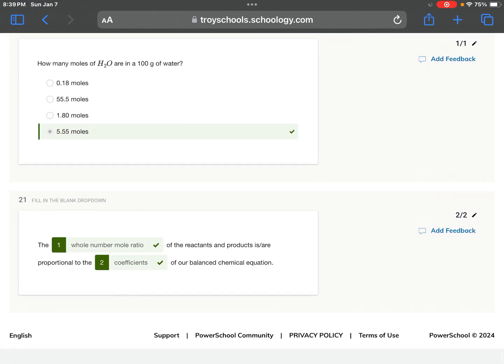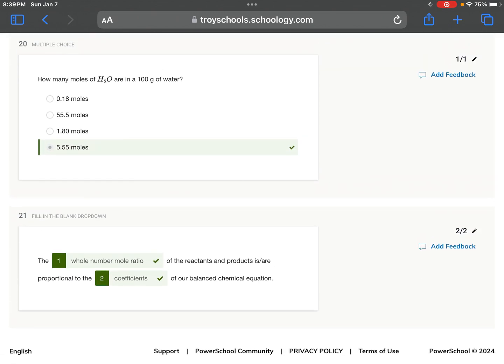All right, last but not least, this example for my number 21 is just basically a definition of how our balanced equations represent the whole number mole ratios, and those are proportional to the coefficients in our balanced chemical equations. So we have to be able to convert in and out of moles into grams in the future. If you're moving forward with chemistry, we've got different conversions of going from moles to liters, and so many more different things we can do by using our whole number mole ratio coefficients.